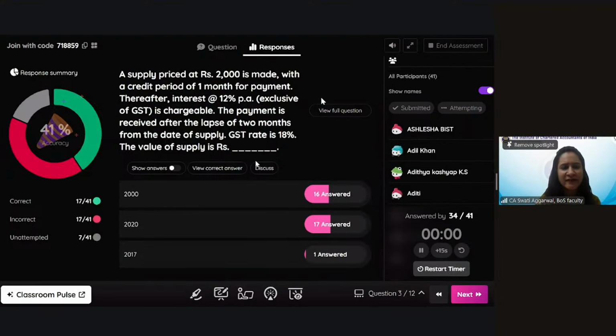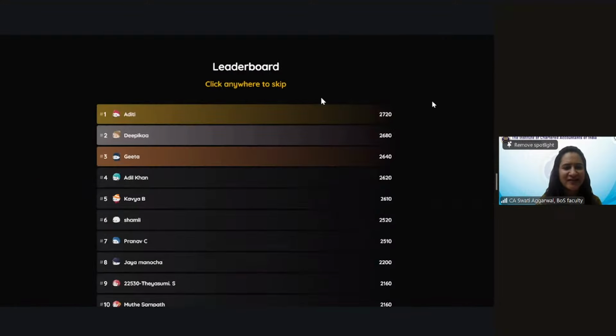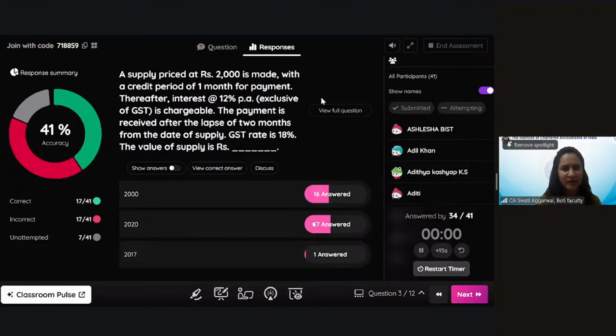We have Aditi at the top, Deepika rank 2, and Geeta is rank 3. See, in this question, the correct answer is given by 17 students, and I am amazed to see that an equal number of students have given the incorrect answer. So it means your concepts are still not clear. It is very important to have conceptual clarity when you are preparing for a professional examination as a chartered accountancy. In this case, the point to note here is that a credit period of 1 month is already given to you, right?